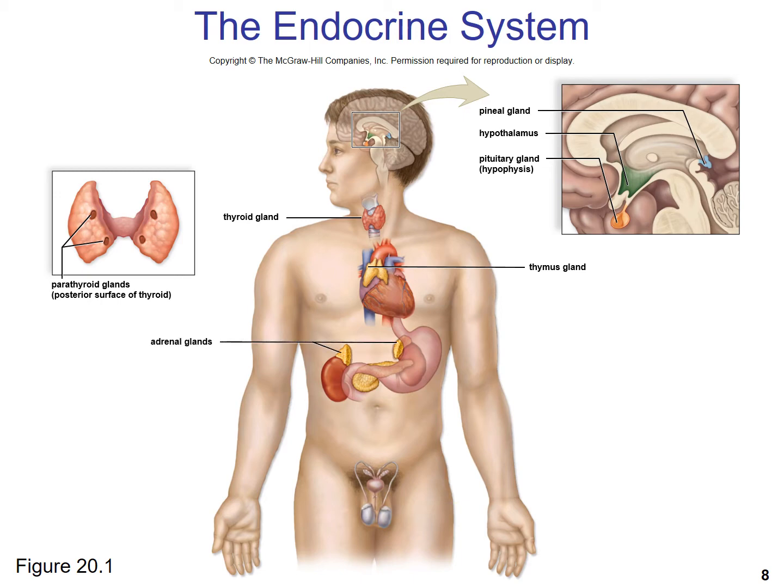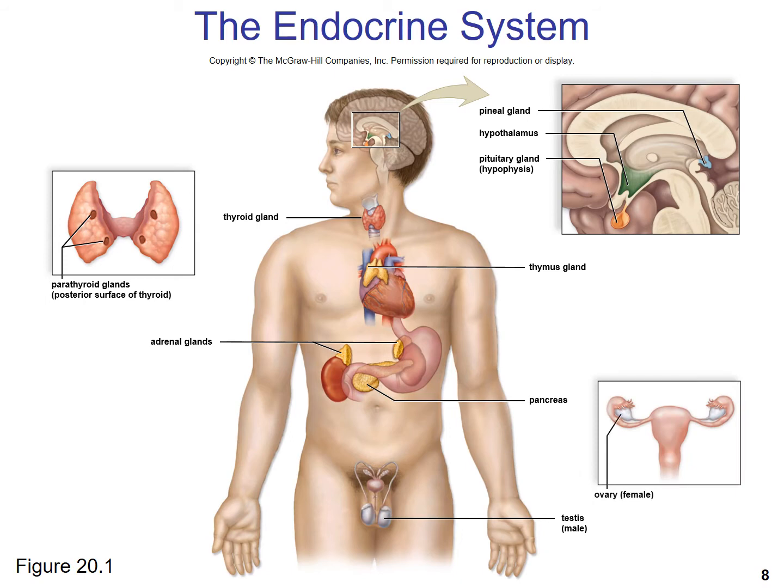These are the adrenal glands. They're located on top of the kidneys, therefore their name adrenal. This is the pancreas. It produces insulin and glucagon, which regulate your blood glucose levels. And these are the gonads, testis in the male and ovaries in females.